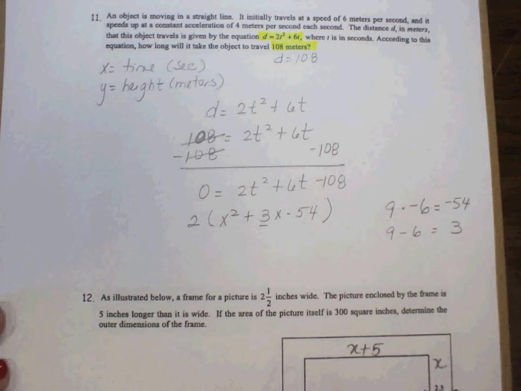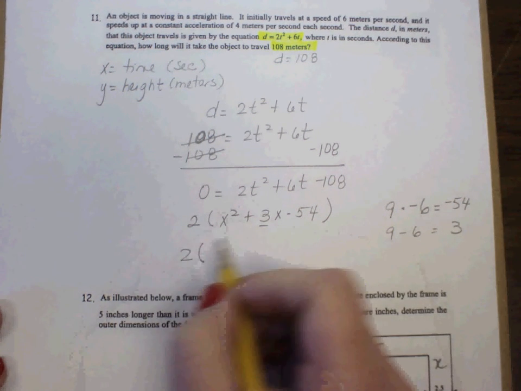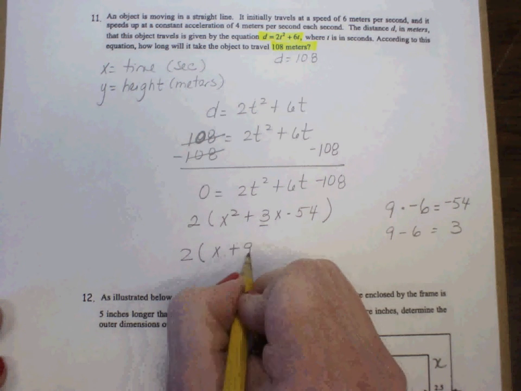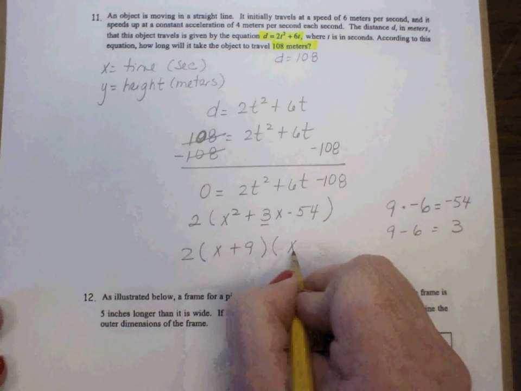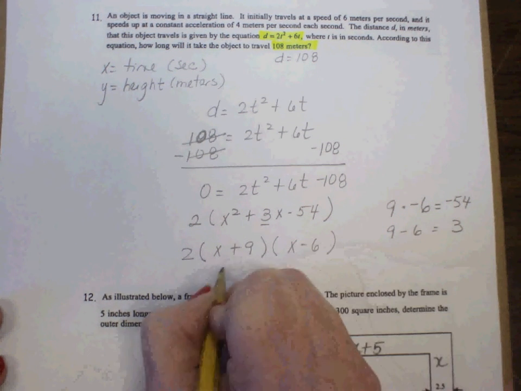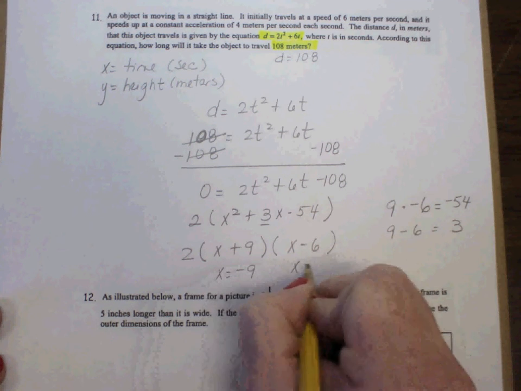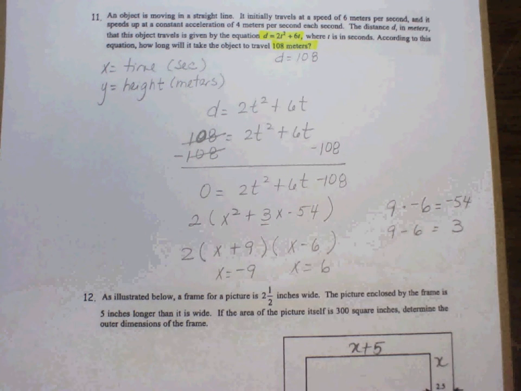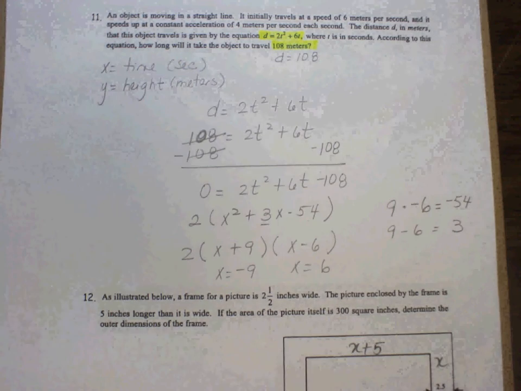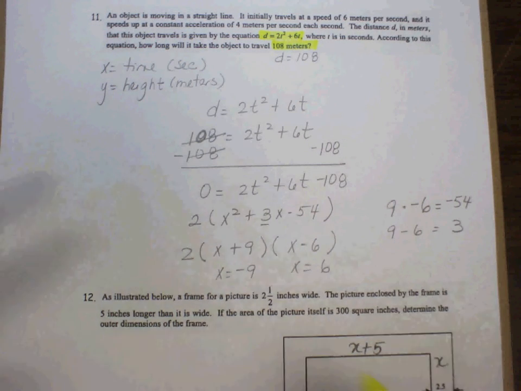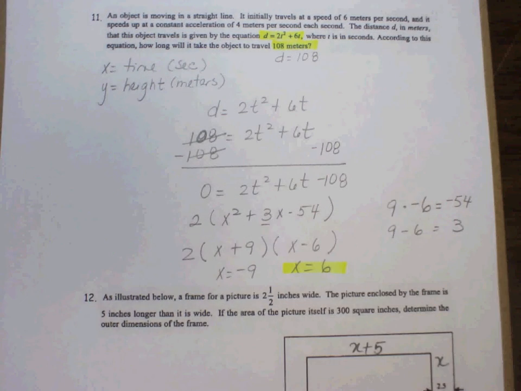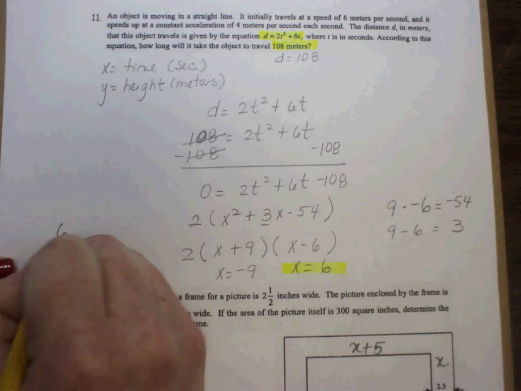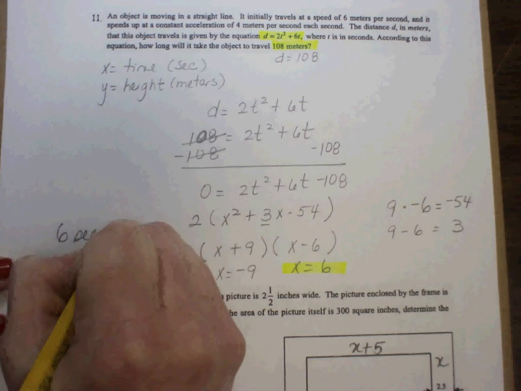So this would be x plus 9, x minus 6. So x equals negative 9, x equals 6. If we're looking for time, we're definitely not getting the negative one because time is not negative. So the correct answer would be 6 seconds. That's how long it will take.